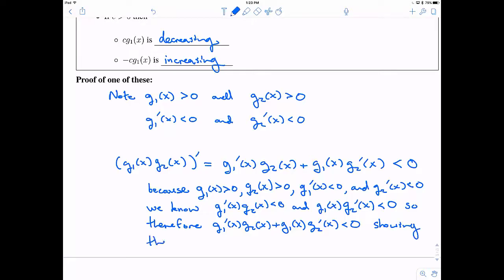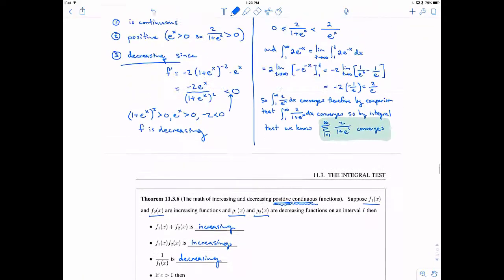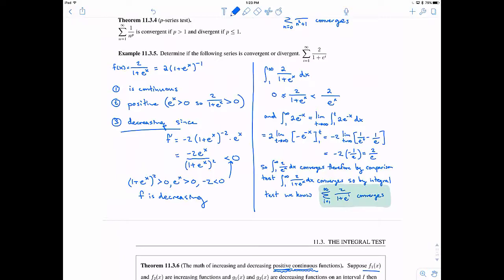This shows, of course, that the function itself, g1 of x times g2 of x, is decreasing, right? Because its derivative is less than 0. All right, so this is how the proof of one of these goes. You can imagine how the proof of the others would go. All right, let's move on. We have a couple more examples to wrap up this video, and that'll end 11.3 for us.